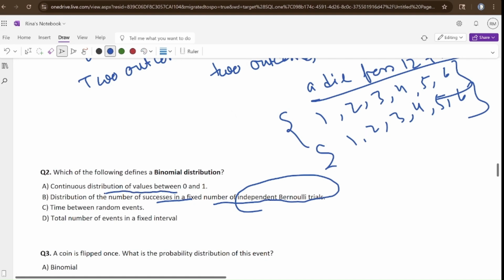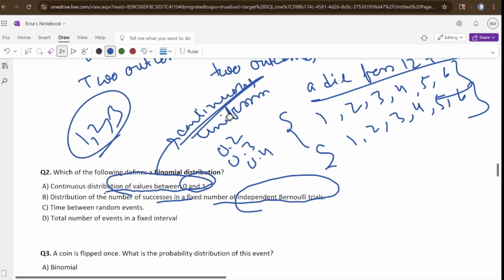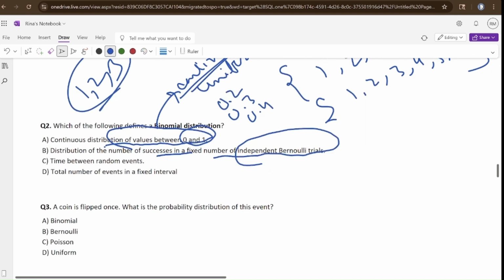Continuous distribution of values between 0 and 1. What does it mean? Which kind of distribution? This is continuous uniform distribution. Right, because it is always between 0 and 1, uniformly distributed. Why continuous? Because it may be 0.2, 0.3 like this. Okay, if it was 1, 2, 3, then we can say discrete. Clear? Third one, time between random events, exponential distribution, total number of events in a fixed interval, that is always Poisson distribution. Right? Fine.